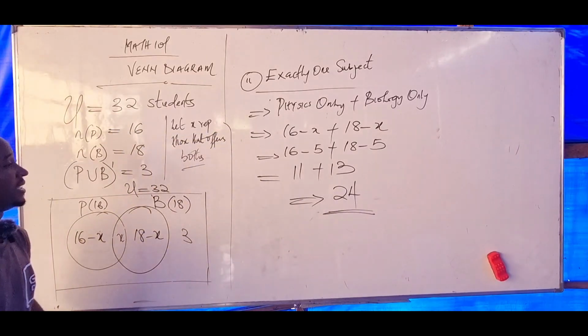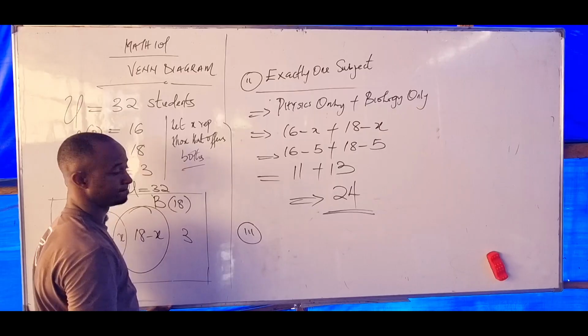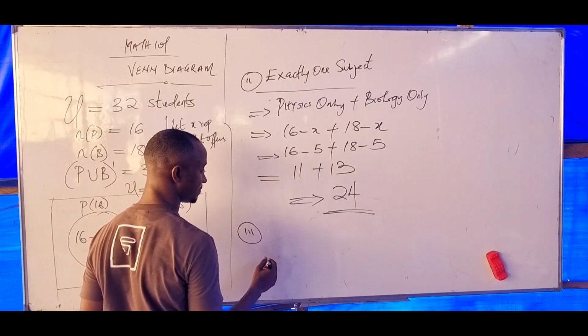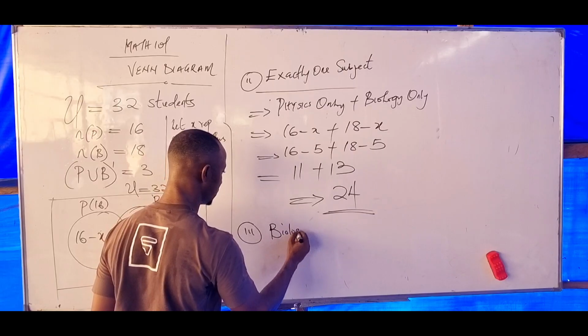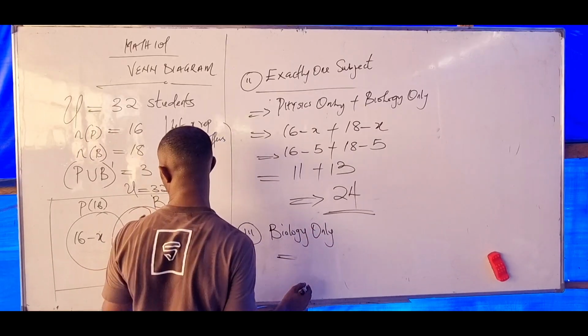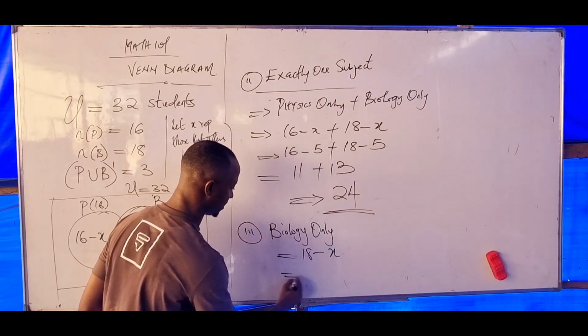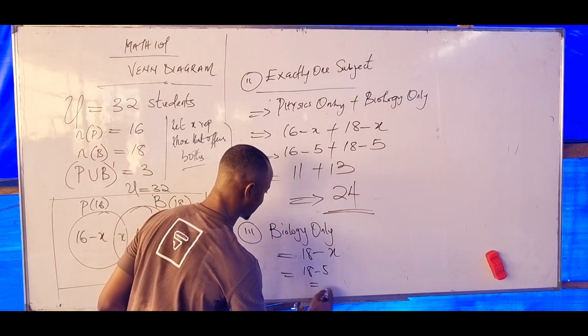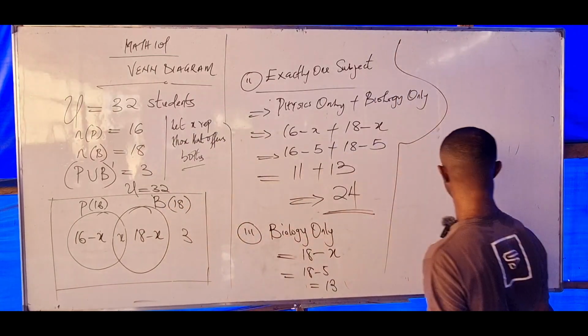Next question. What's the next thing there? Biology only. You know the answer now. Which is 18 minus x, which is 18 minus 5. What's the answer there? 13.